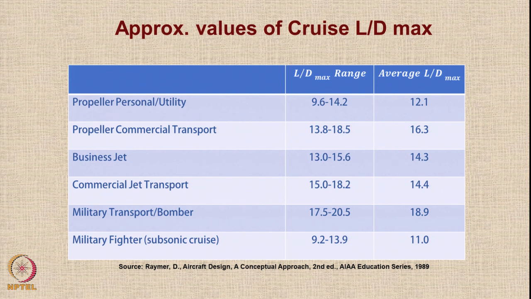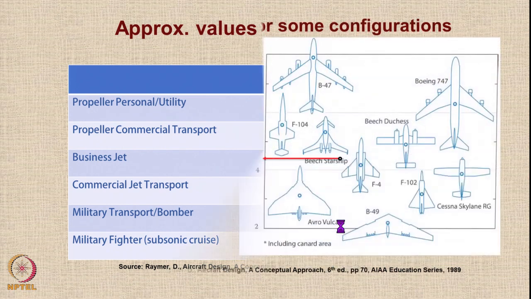These are the approximate values of the cruise L by D max values for various aircraft types, and if we see military fighter aircraft, the L by D max range is from 9.2 to 13.9 and the average value is 11.0. This is the one which goes for a subsonic cruise. Our aircraft also goes for subsonic cruise, but the dash segment is of course supersonic. So, L by D max average value is approximately 11 for such aircraft.